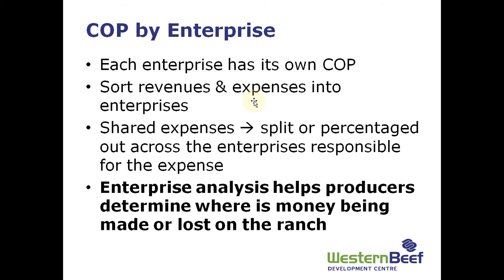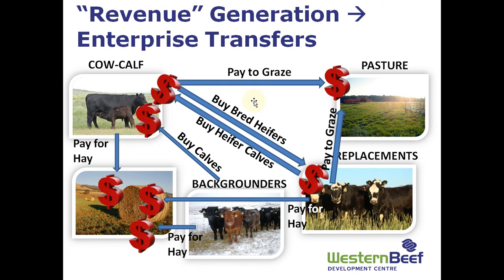The reason you want to do this enterprise analysis and treat each part of your operation separately is you can determine where you're making money on your ranch and where you're losing money. So who are the winners and losers on your operation? When it comes to revenue generation, sometimes it might not be easy to initially think of where you're actually generating revenue for some of your enterprises.